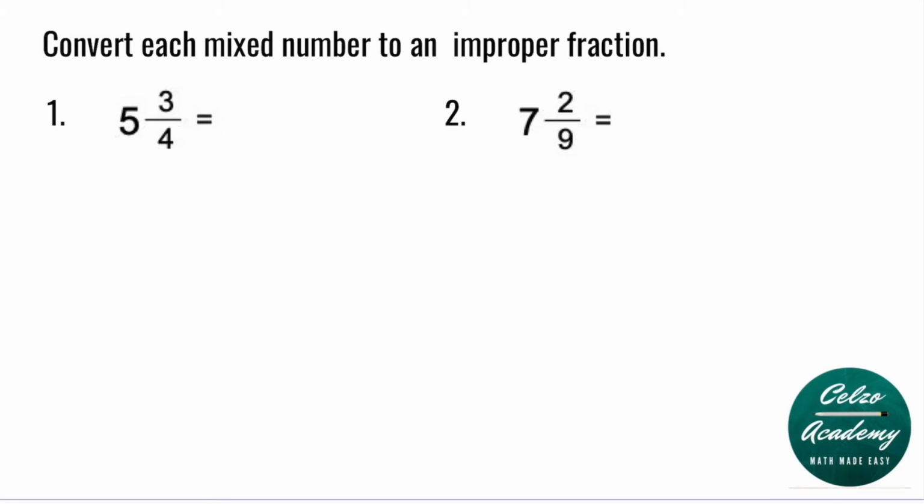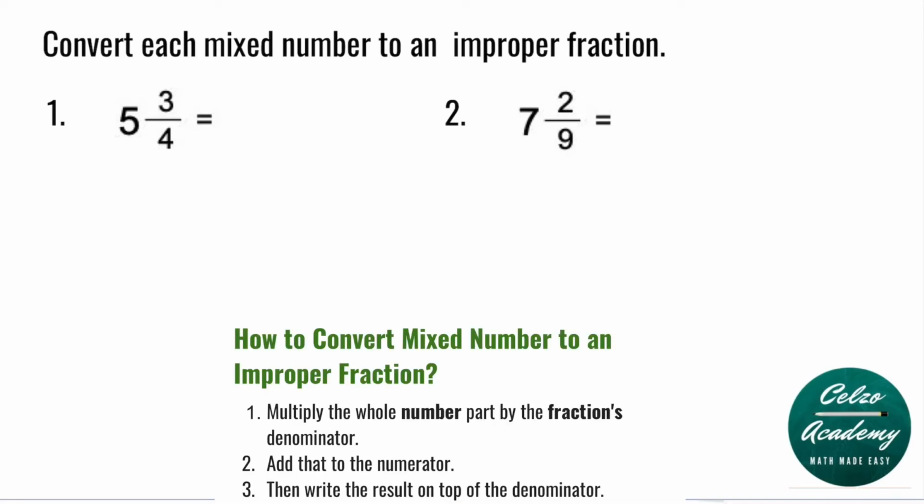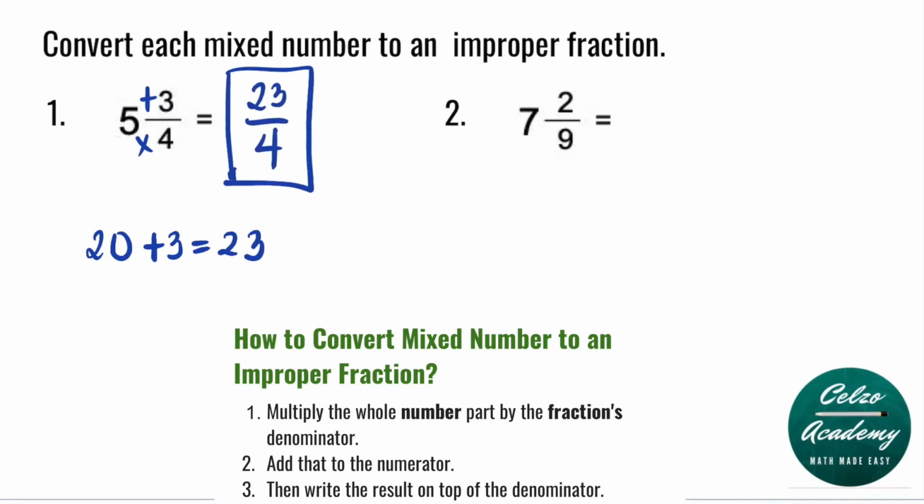Example number 1. 5 3/4. Step 1 is to multiply the whole number 5 and the denominator 4, and 5 times 4 is 20. Step 2 is to add that 20 to the numerator 3, and 20 plus 3 is 23. And we will write the answer as 23 over the denominator 4. So the answer is 23 over 4.